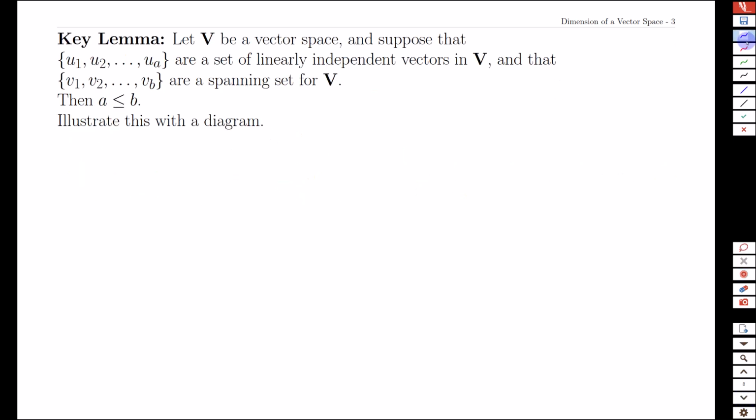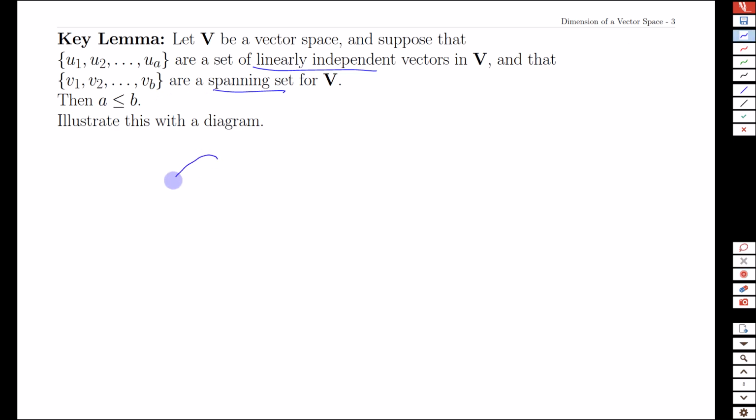So the key lemma we're going to be using is, assume we have a vector space, and we're going to talk about two sets of vectors here. One, u1 to ua, and that set is linearly independent, and a second set that is a spanning set. And you can see how we might hone in on the idea of a basis here by comparing and contrasting these two kinds of sets. The lemma here specifically states that if we have these two sets, then the number of elements in the first set, the linearly independent set, has to be smaller than or equal to the number of elements in the spanning set of V.